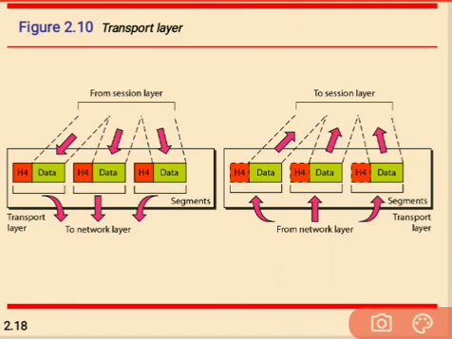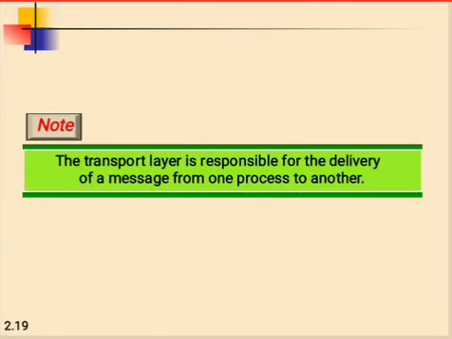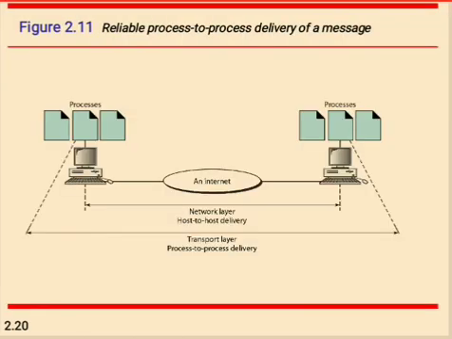Here we can see process to process delivery in the transport layer, and host to host delivery from the network layer. Above you can see a number of processes and the connection across the internet, and the processes are delivered through the transport layer.